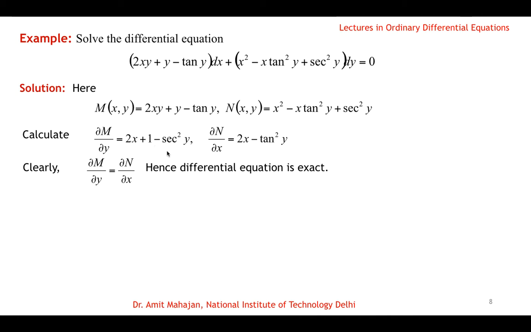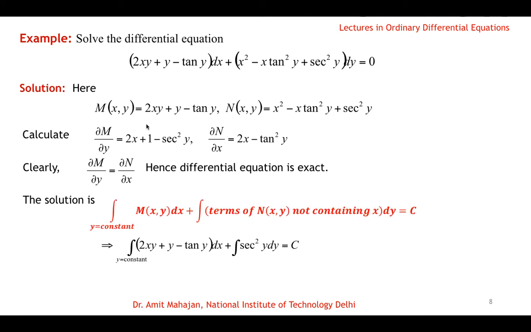So these two are exactly equal, so the given differential equation is exact, and if it is exact, then the solution is the integration of the m part with respect to x, treating y as constant, and the integral of only those terms of n which do not contain x. This first term contains x, this second term contains x, this third term does not contain x. So the second integral is the integral of only sec^2 y dy equal to constant. So this whole quantity m, its integration with x treating y constant, and only sec^2 y from n, because it is the only term which does not contain x, is equal to constant.